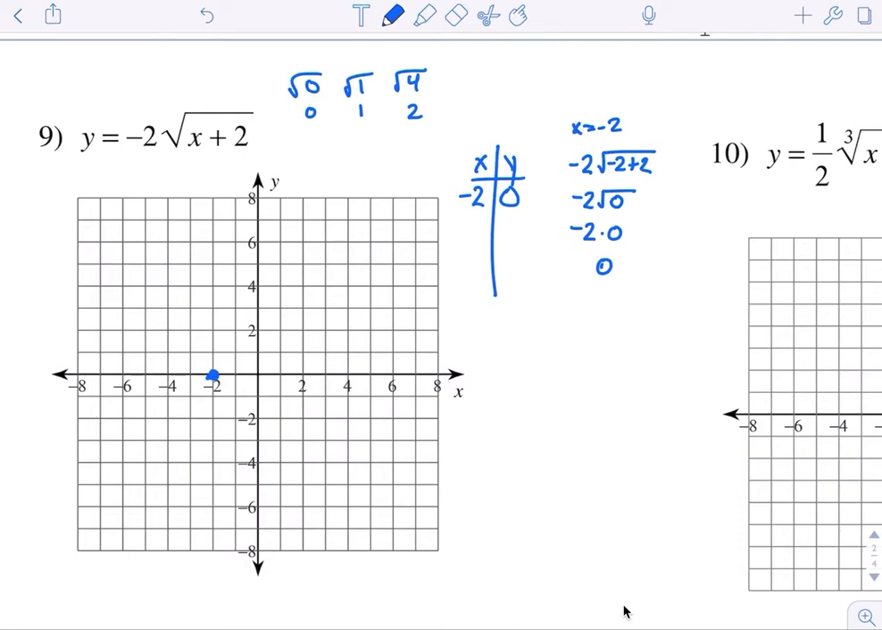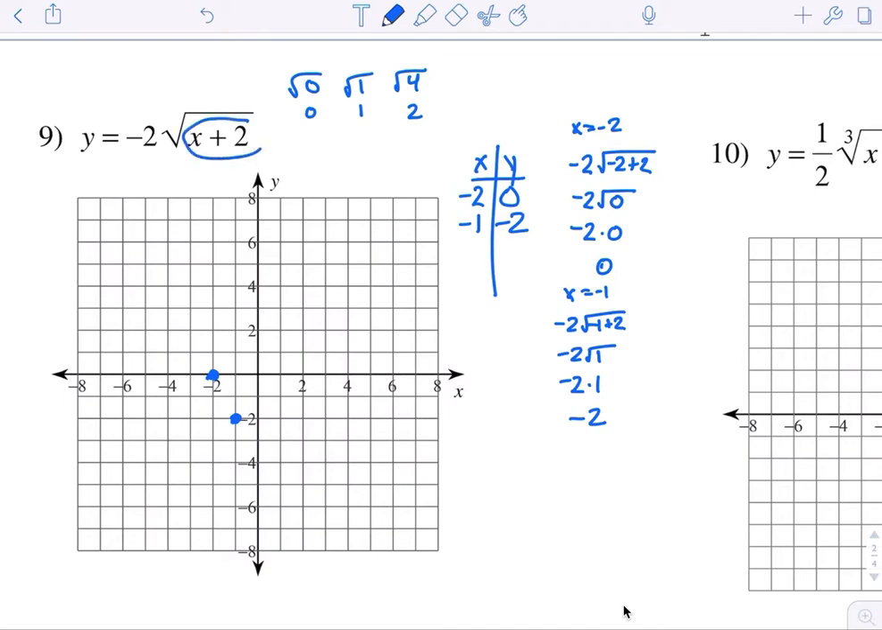Now, we have to figure out, alright, the next perfect square we want is try to get that to be a 1. So, what would we substitute into x to get 1? Well, we would substitute a -1. So let's do it. -2 square root of -1 plus 2, -2 square root of 1, -2 square root of 1 is just 1, you guys. -2 times 1, -2. So -1 comma -2.